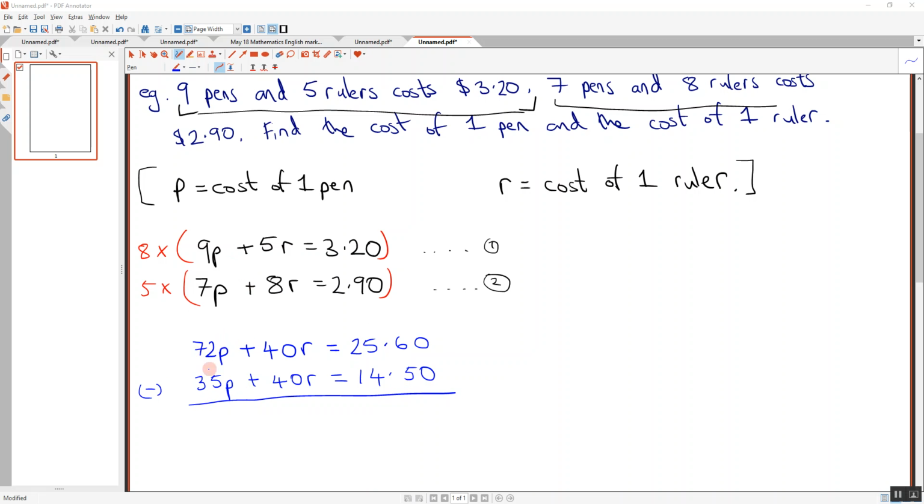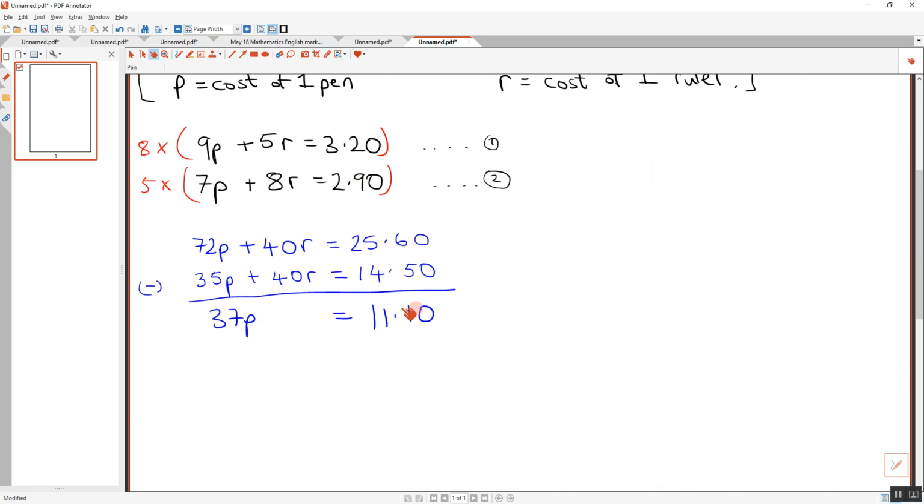So the numbers and the letters, the equations in blue, that's what we get when we multiply these original ones by 8 and then by 5. Okay, so this is to eliminate R. These are both plus 40R, so I have to subtract 32p, take away 37p. And then our R's disappear, they eliminate, and over here I get 11.10.